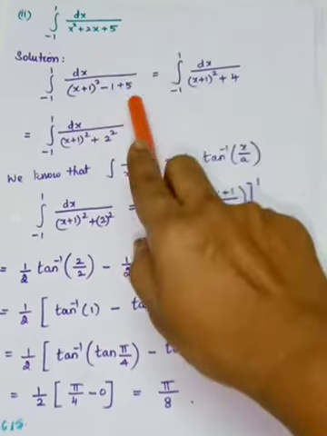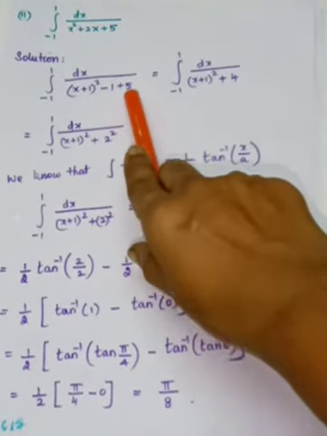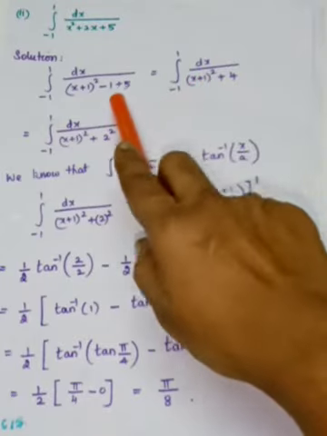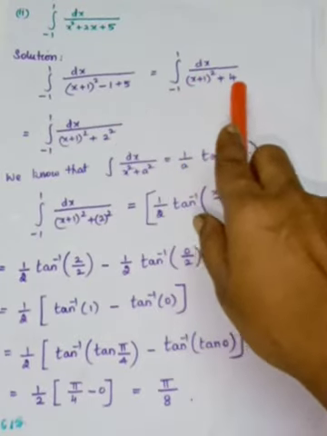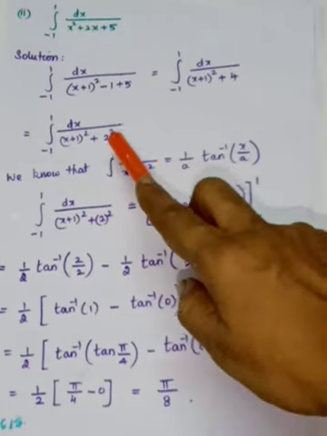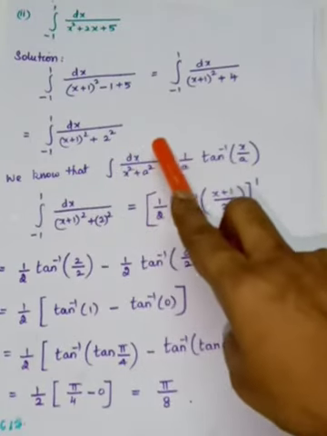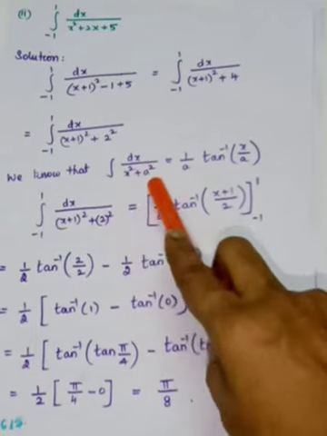And here you are having 5. So the plus 5 has to be written. See that it is x plus 1 the whole square. What is minus 1 plus 5? That is 4. This 4 can be written as 2 squared. So now it is in the form of integral dx by x squared plus a squared.